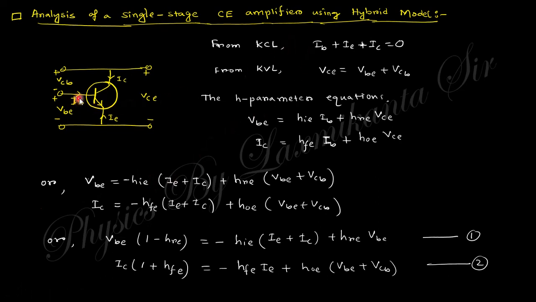You can see this is the input voltage, this is the output voltage, IC is the output current, and so on. So from KCL you can write down that these three are inward, so their sum will be 0, and VC is nothing but the addition of these two voltages. Okay, so the H parameter equation will be like that.